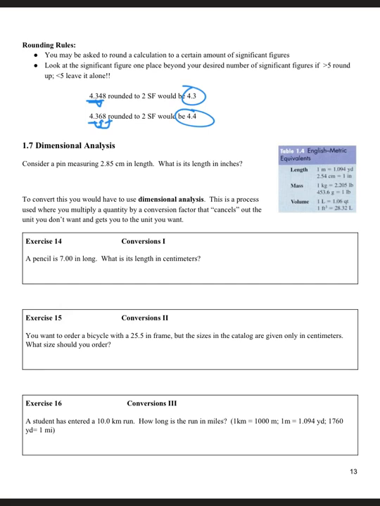Okay, so now you have all the information you need for significant figures. I need you to go and answer your concept review over significant figures and turn that in, and we will move on to dimensional analysis next.